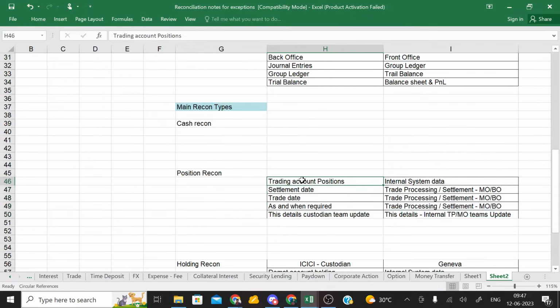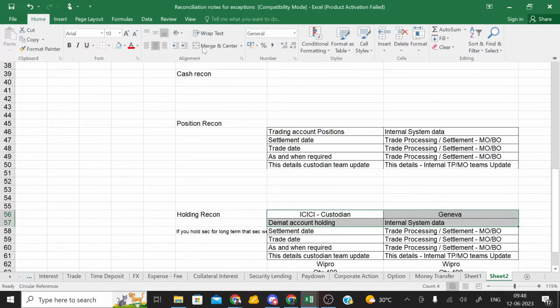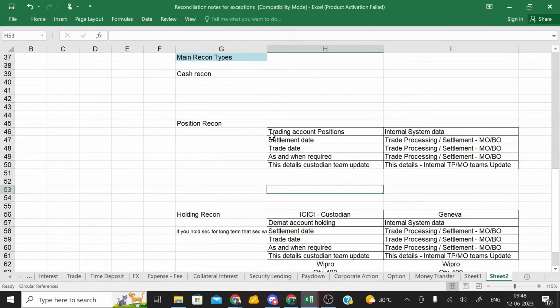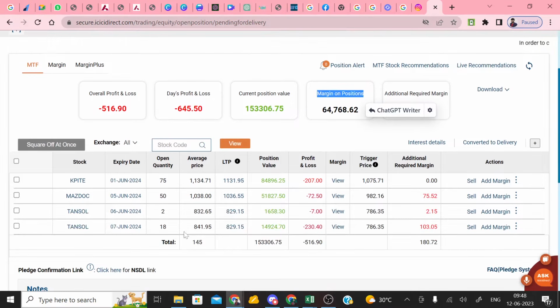Trading account positions, internal system data versus your trading account positions, not the demat account. We have already discussed the demat account, and I showed you the positions where you can check it. Now they reconcile this with your trading account. Trading account means these positions all become your trading account.